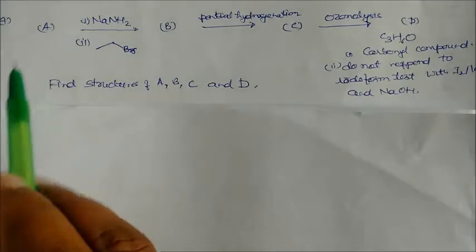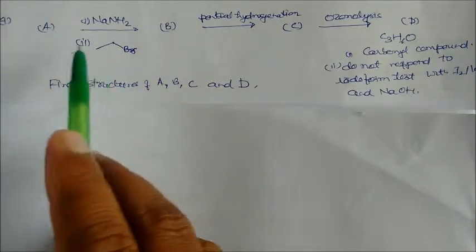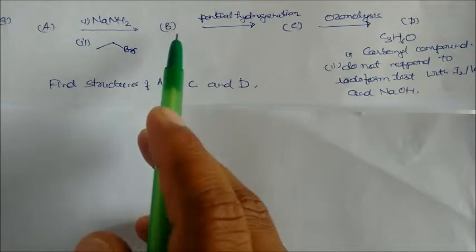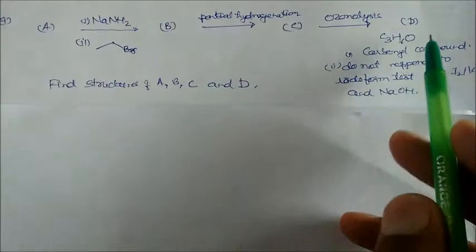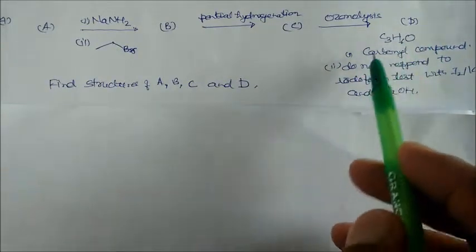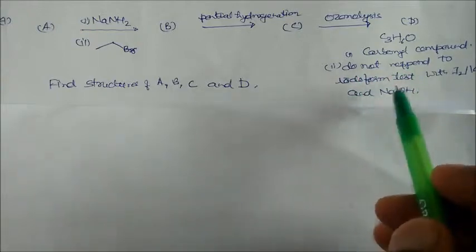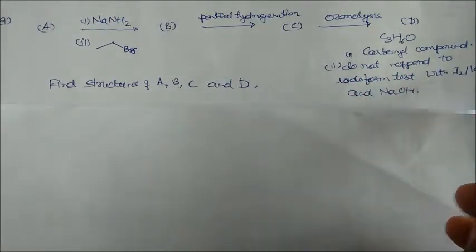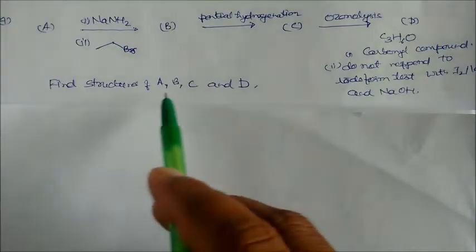This is compound A. With the help of sodamide, and second the ethyl bromide, you will get B, and B on partial hydrogenation you will get C. C on ozonolysis you will get D, and D is C3H6O. This is a carbonyl compound. And the second property is that it does not respond to the iodoform test with iodine plus KI and sodium hydroxide. So which are the structures A, B, C and D?